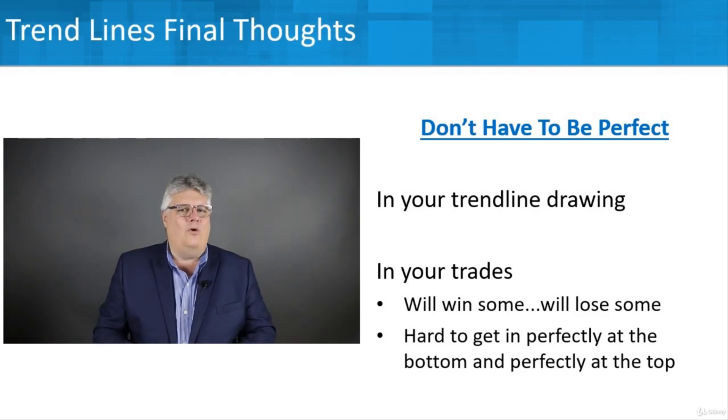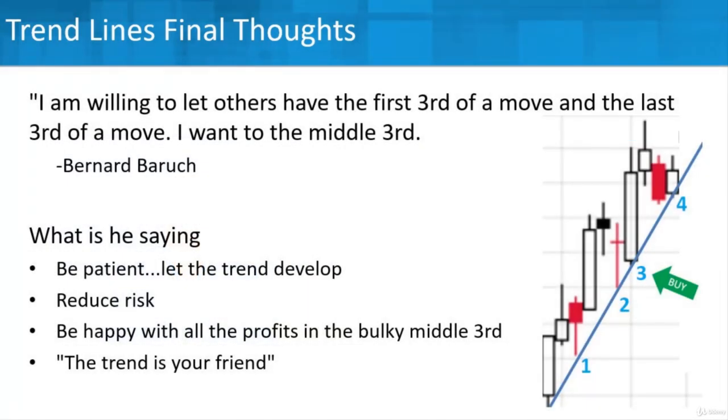In fact, a really good quote around that idea is from Bernard Baruch, which was, I'm willing to let others have the first third of a move, and the last third of a move, I want to be in the middle third. All right, so look at our image here, right? We're not trying to buy at zero or the number one touch of, let's say, an upward trend line. We're buying at number 2 or 3, and then we're not trying to sell exactly at 5, 6, or 7, or even right at 4 necessarily. We're trying to sell close enough that we make a good profit in there.